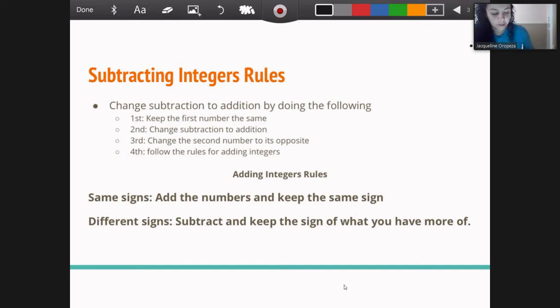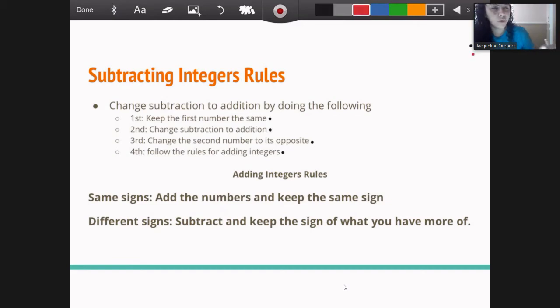The first step is to keep the first number the same. The second step is to change subtraction to addition. The third step is to change the second number to its opposite. And the final step is to follow the rules for adding integers.